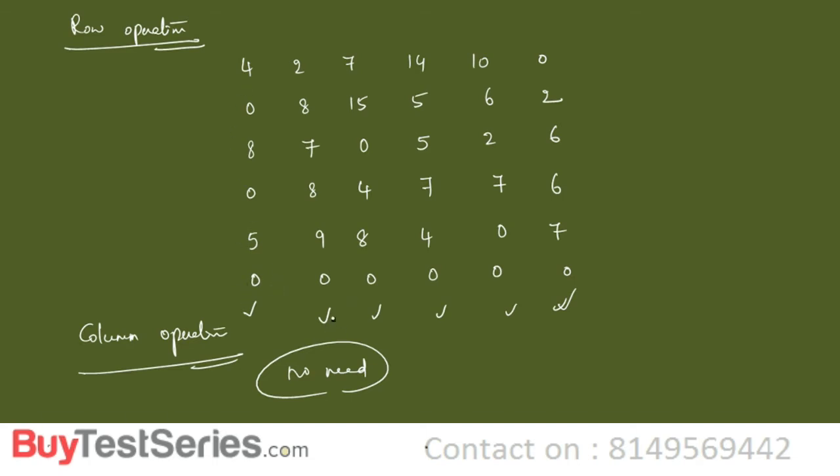Same logic applies to the second column as well. What is the least number in that second column? 0 again, right? And you have to reduce it from the rest. So what will happen? 2 minus 0, 8 minus 0, 7 minus 0, 8 minus 0, 9 minus 0, 0 minus 0. You'll get the same. Third column same, fourth column same, fifth column same, sixth column same, which means we'll get the same matrix again. So after column operation, we haven't done anything special. We're going to get the same matrix.